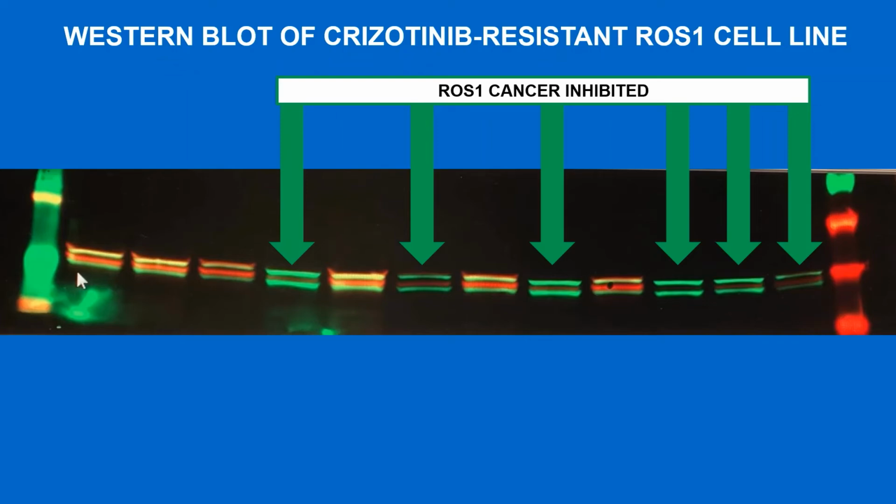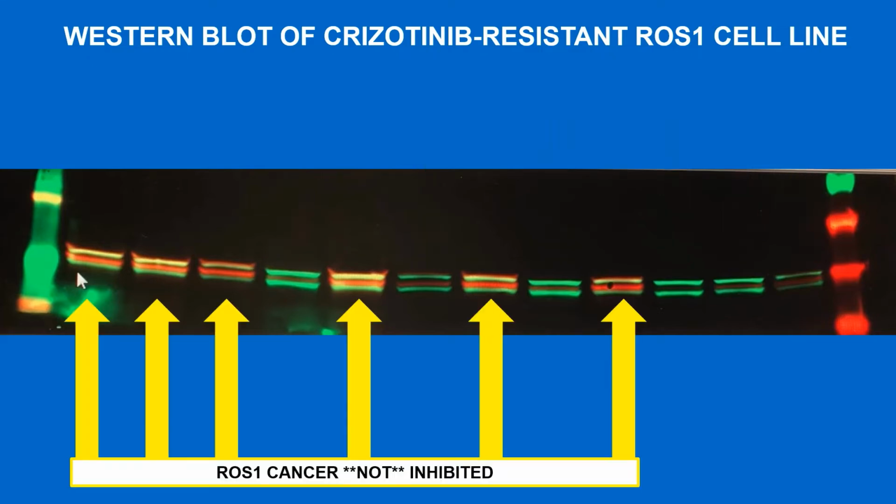If a ROS1 cell is signaling, it is not being inhibited. Green bars indicate the TKI is effectively inhibiting ROS1 cancer signaling, and therefore might be an effective ROS1 treatment. Lighter colored bars indicate the TKI is not effectively inhibiting ROS1 cancer signaling and is therefore not an effective treatment.